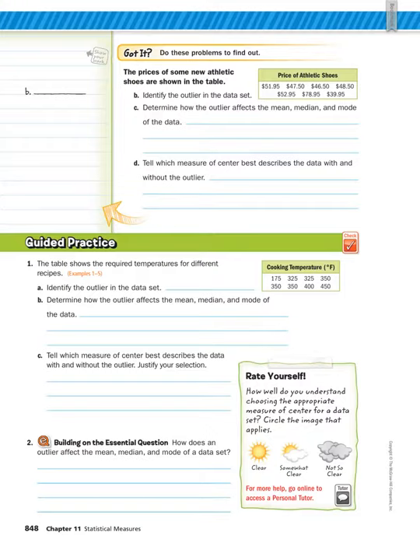Now you're going to do B, C, and D with me because when you're done, I know you're going to be doing the ones down here by yourself. So we're going to kind of take you with this. So this says the prices of some new athletic shoes are shown in the table. Identify the outlier in the data set.